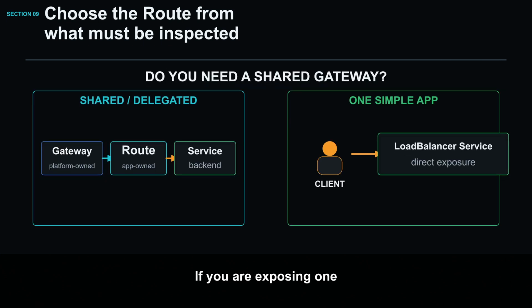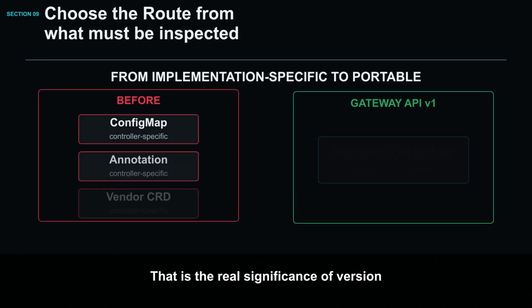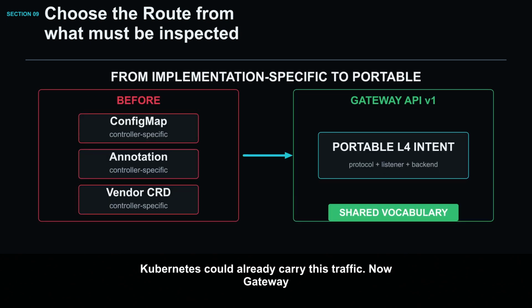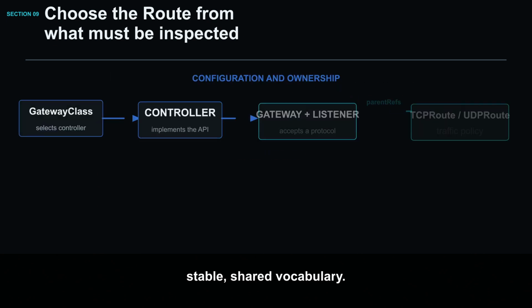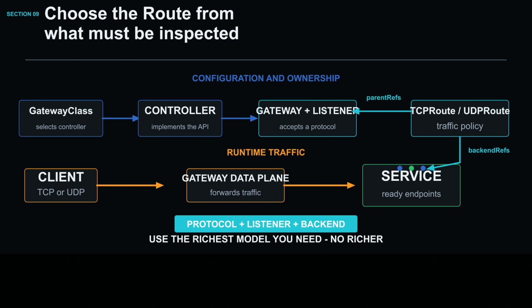If you are exposing one simple service, pause. You may not need shared gateway infrastructure, delegated route ownership, or portability between gateway controllers. In that case, a load balancer service may still be the simpler choice. That is the real significance of version 1.6. Kubernetes could already carry this traffic. Now, Gateway API can describe the routing intent with a stable, shared vocabulary. Use the richest protocol model you genuinely need, but no richer. That keeps your configuration understandable, portable, and easier to operate.